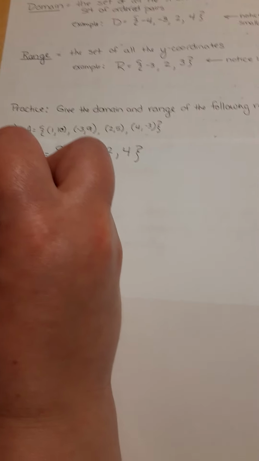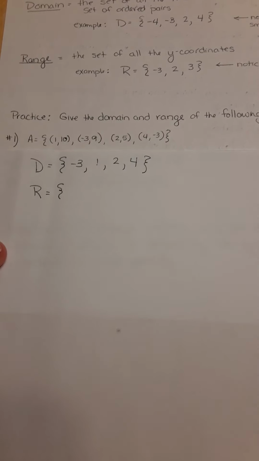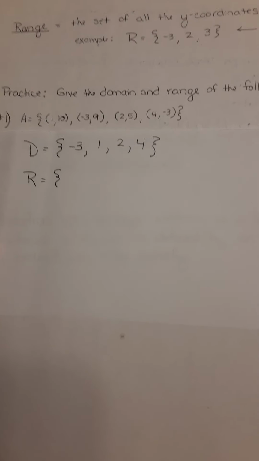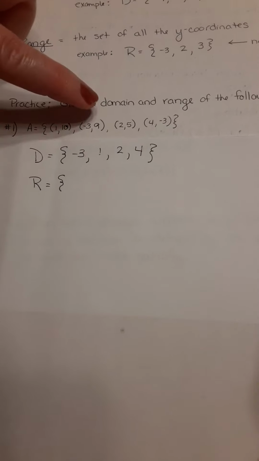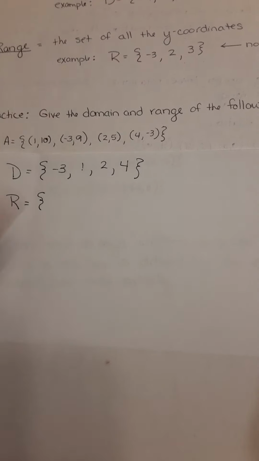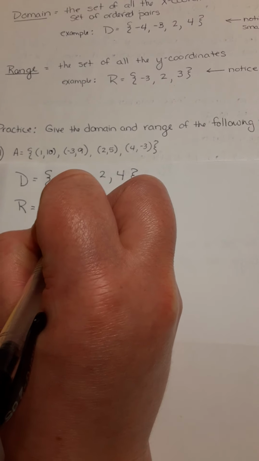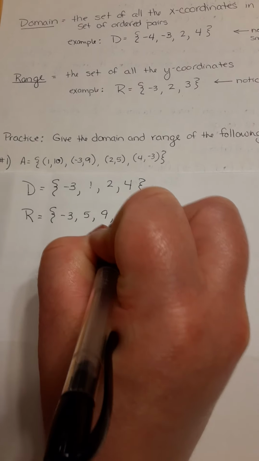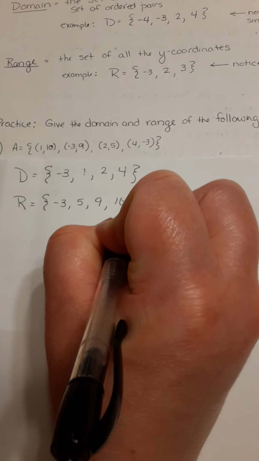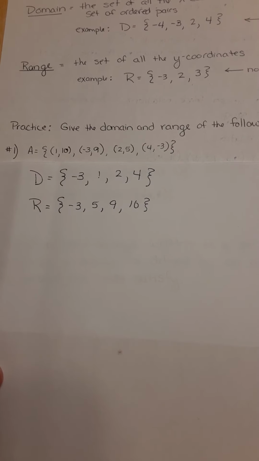Now we're doing my range. My range are all my y's. So R, my set R for the range. Now let's take a look. I've got 10, 9, 5, and -3. So I need to put them from least to greatest and complete my set of y, which is my range.